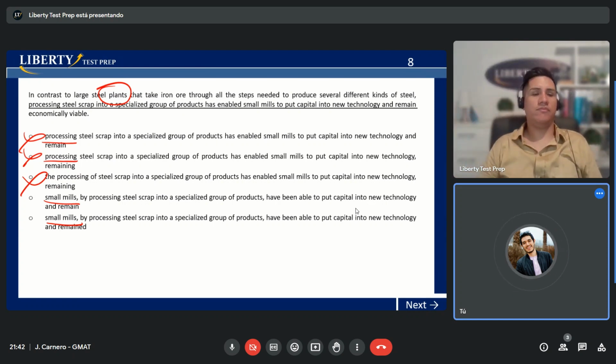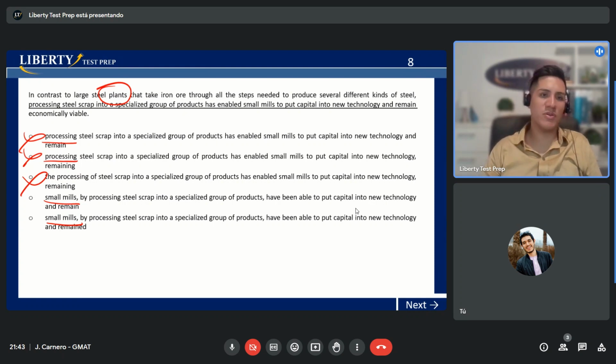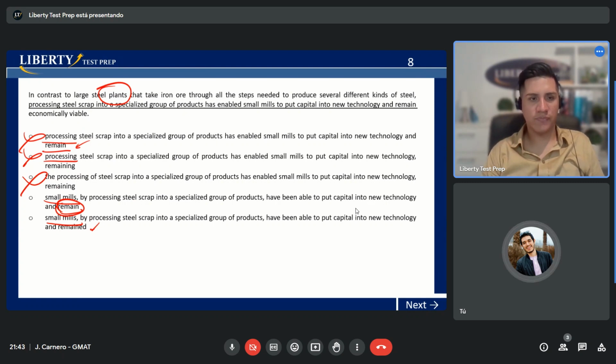So we're talking in the present, I think, in contrast to produce several different kinds. To produce is in the present, so we can use the letter D. Yes, letter D is the best one, especially for two reasons. Number one, if the present is not wrong, then the last one is going to change the meaning, right? Because originally they have remain.